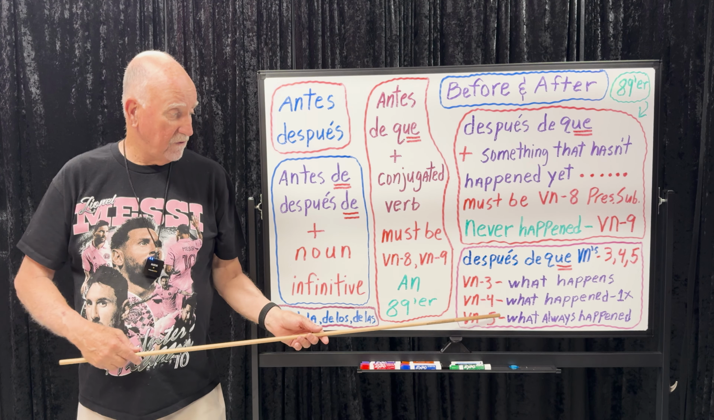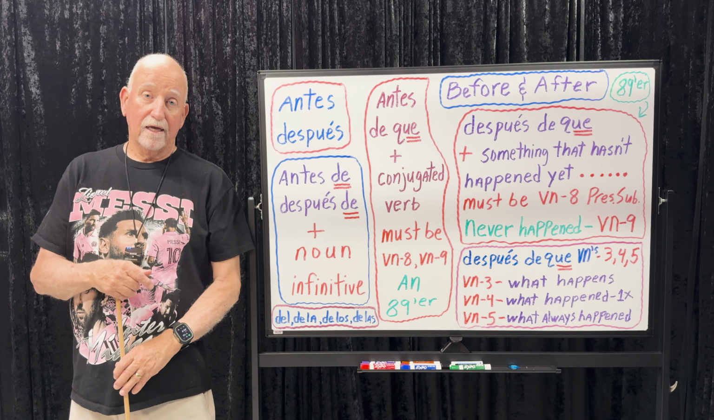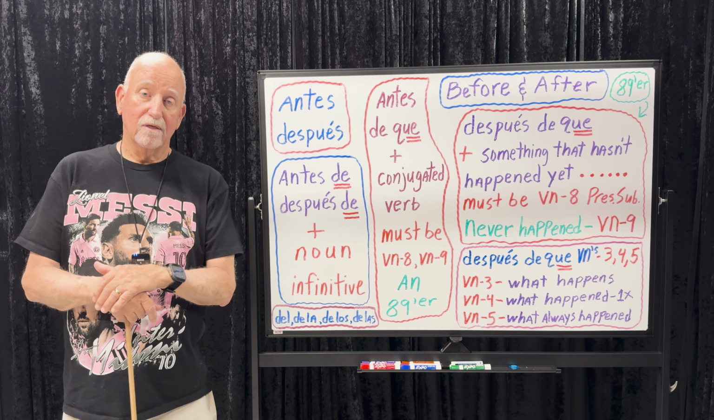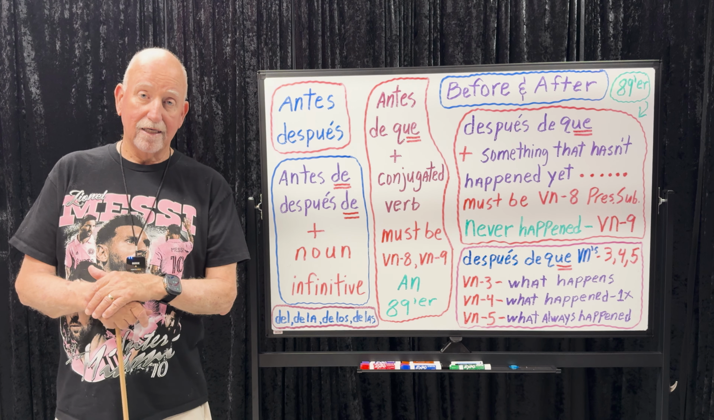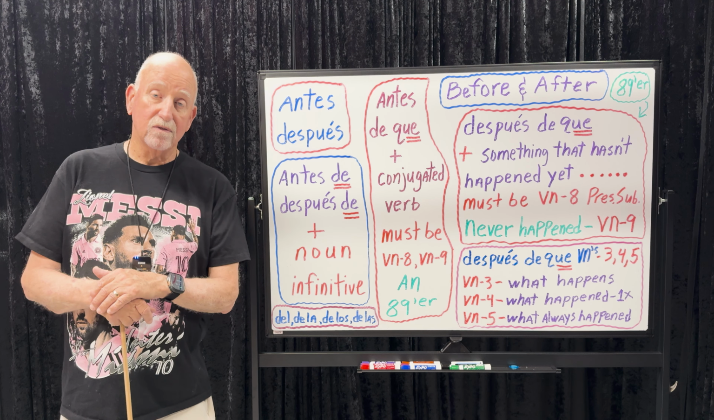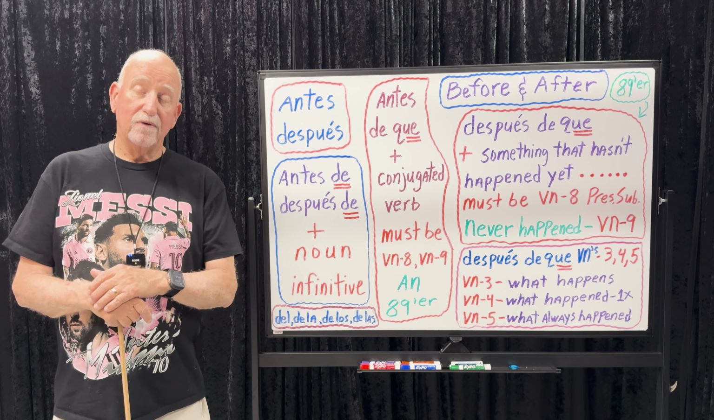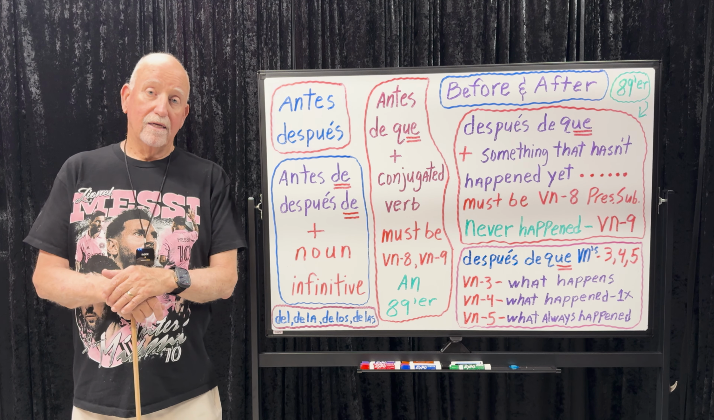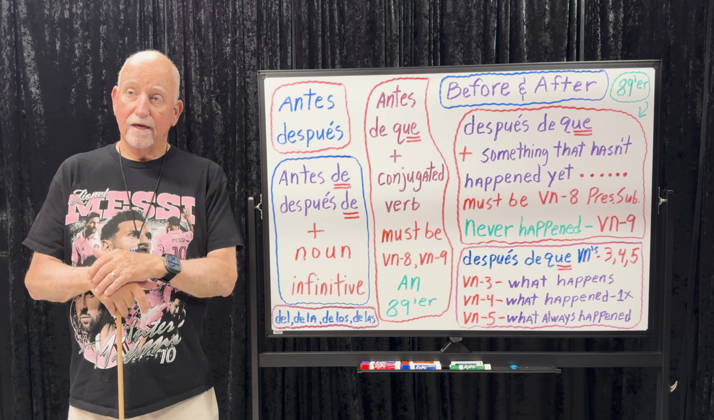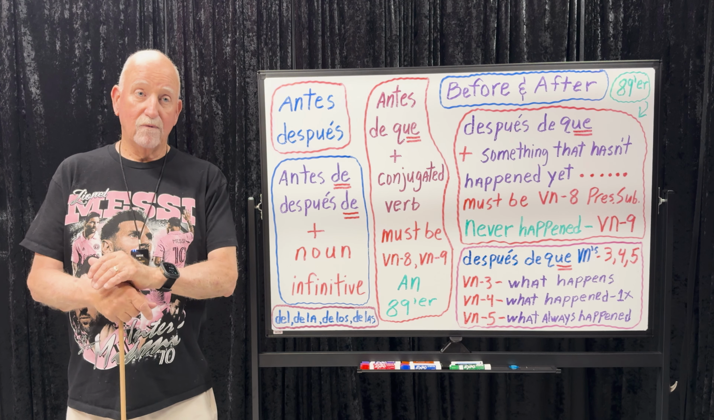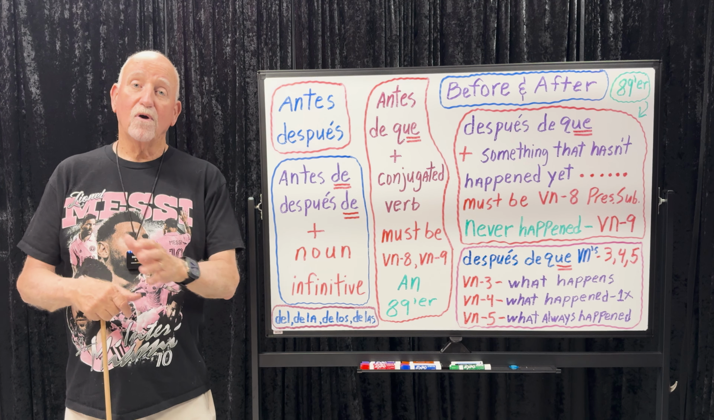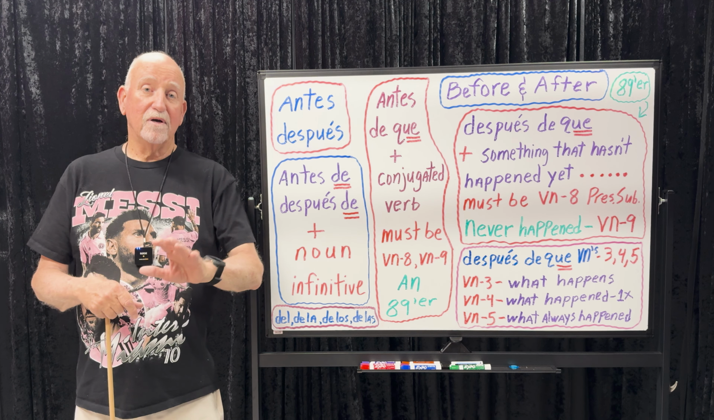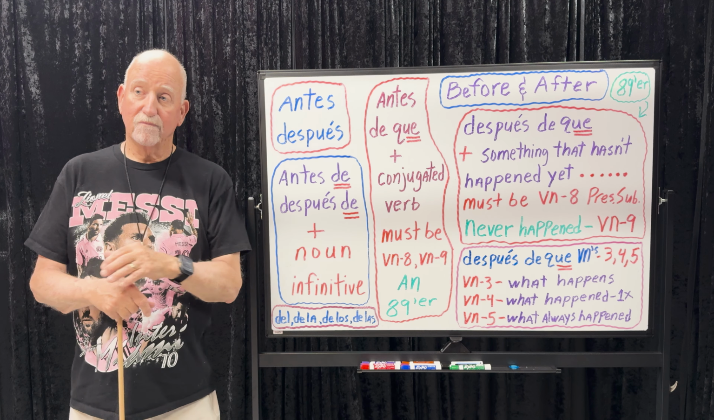And our last one would be imperfect for something that happened all the time. Like, after I would get home, I would always have a glass of milk. Después de que llegaba a la casa, siempre tomaba un vaso de leche. After I would get home, I would watch cartoons. Después de que llegaba a la casa, miraba las caricaturas. After I would take a test, I would go to the park to rest. Después de que tomaba un examen, siempre iba al parque para descansar.